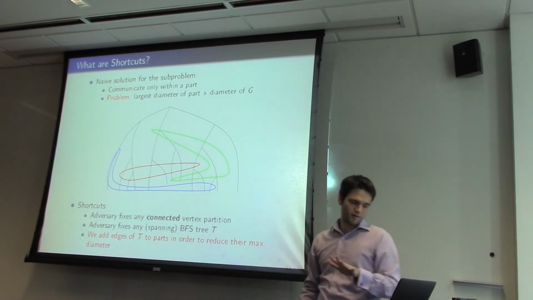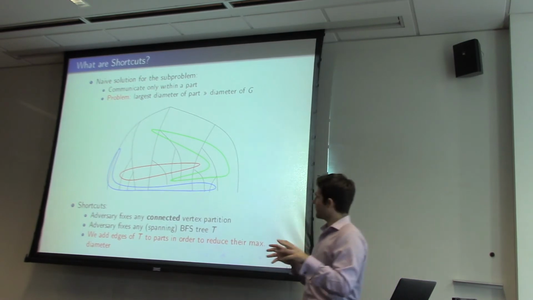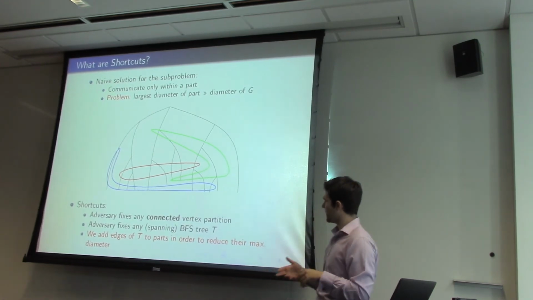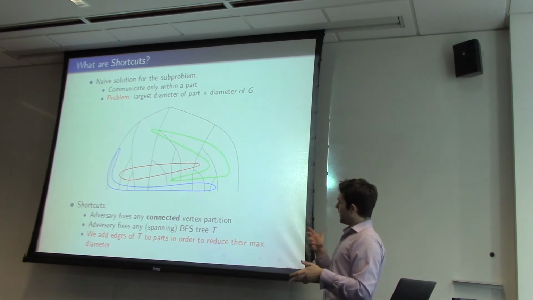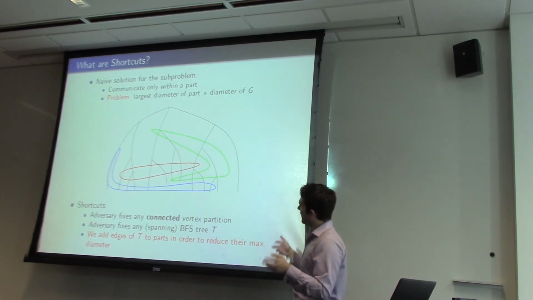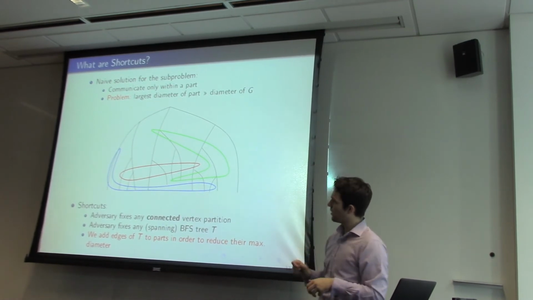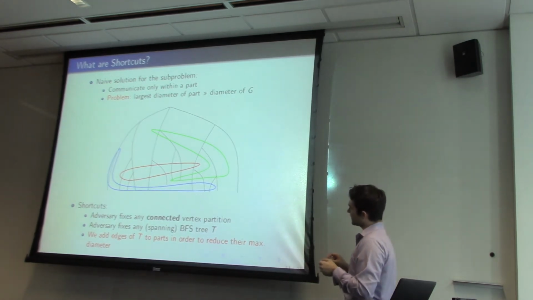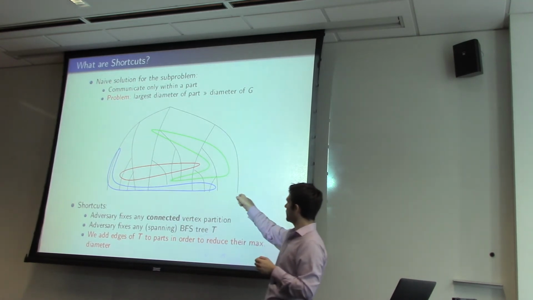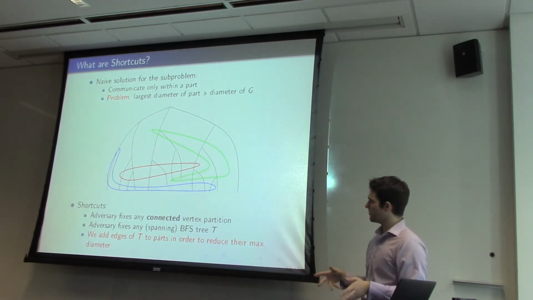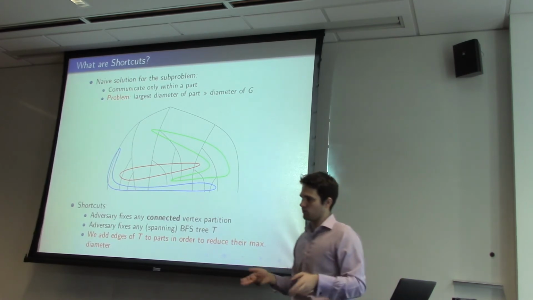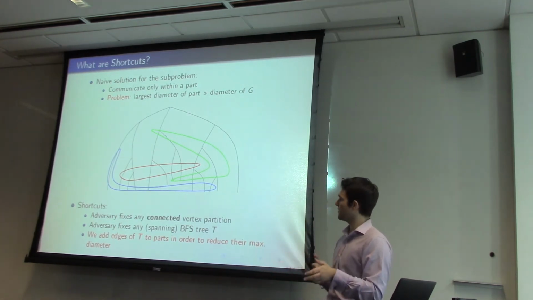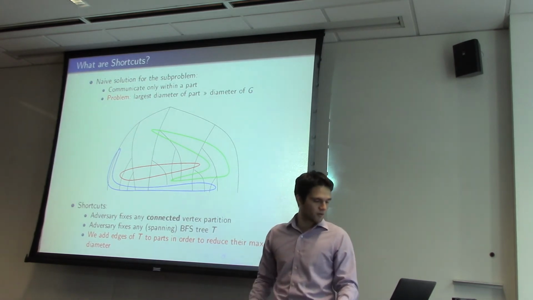So these are shortcuts. An adversary fixes a connected vertex partition, so the parts, and also fixes a spanning BFS tree. And we want to add edges to the parts so as to make the diameters of the parts very small. And not only that, we're going to restrict ourselves to adding only the edges of the tree. It's not really clear why it's sufficient, but it basically works. We don't know of any reason why it's not good to add that. Does it ever make sense not to add edges of a tree and add something more? We actually do not know.